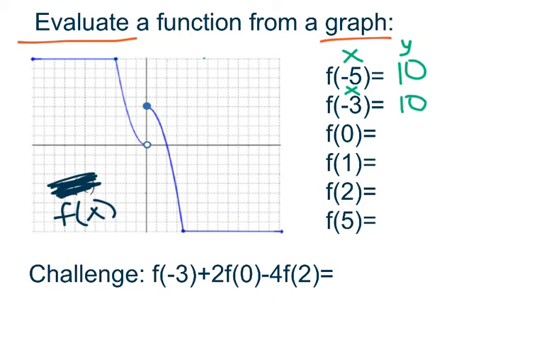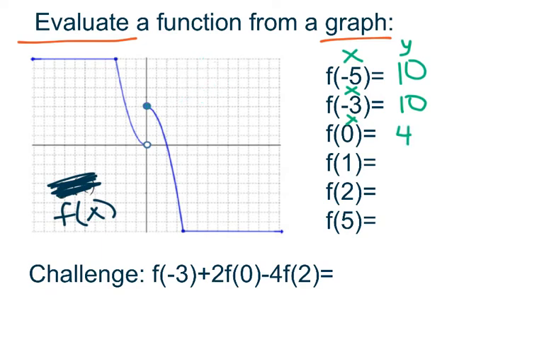Okay, let's do the next one. When x is 0, I'm looking for a point on the graph that is closed in and has an x coordinate of 0. If I choose this one, it doesn't work because that is an open circle. It means that is not even a point right there. So I'm going to have to choose this point up here. That point is (0, 4). When x is 0, the y coordinate is 4.